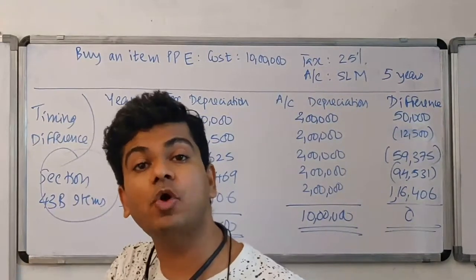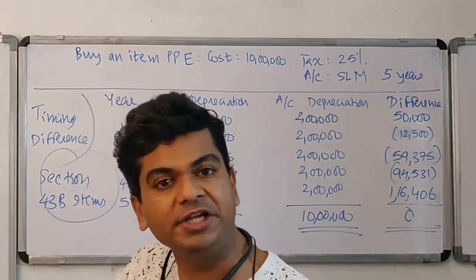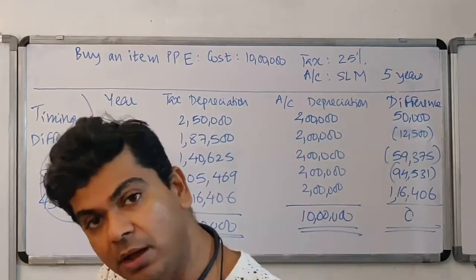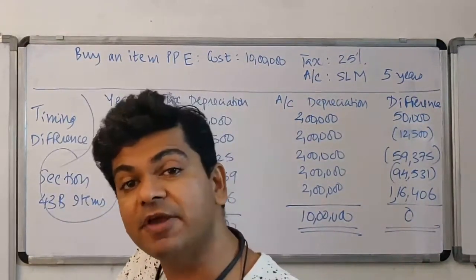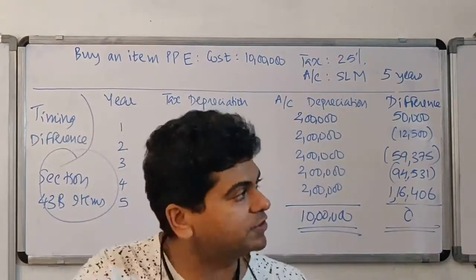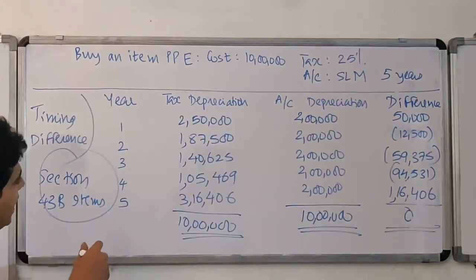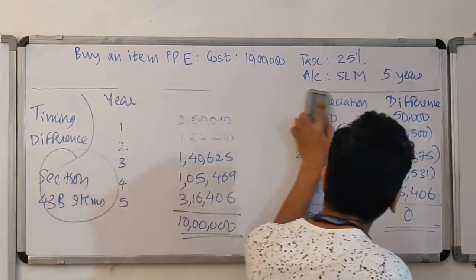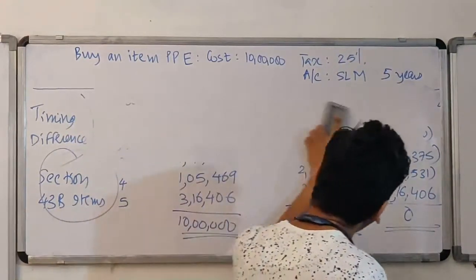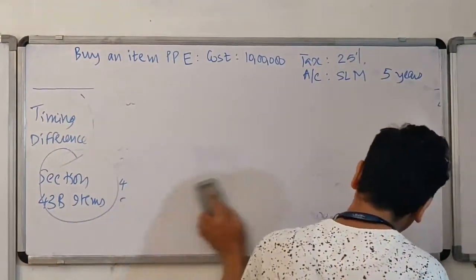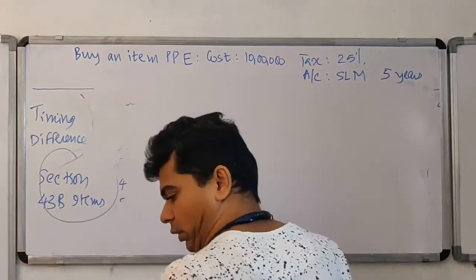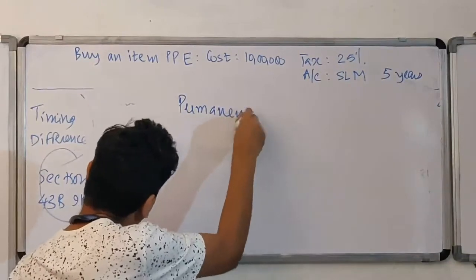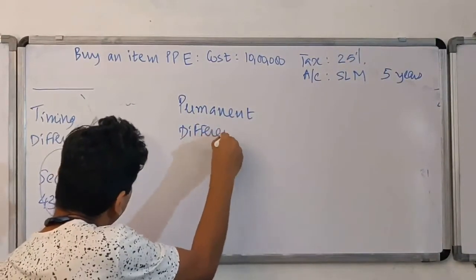As against this, we also have certain differences which will originate in one period but will never reverse themselves in the next period, nor in subsequent periods. Those differences are popularly known as permanent differences. So just as you have timing differences, you will also have permanent differences. So timing difference, and now let's discuss what is a permanent difference.